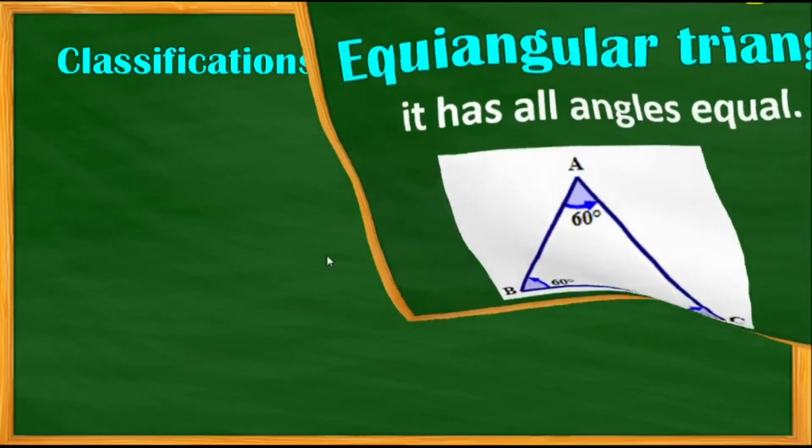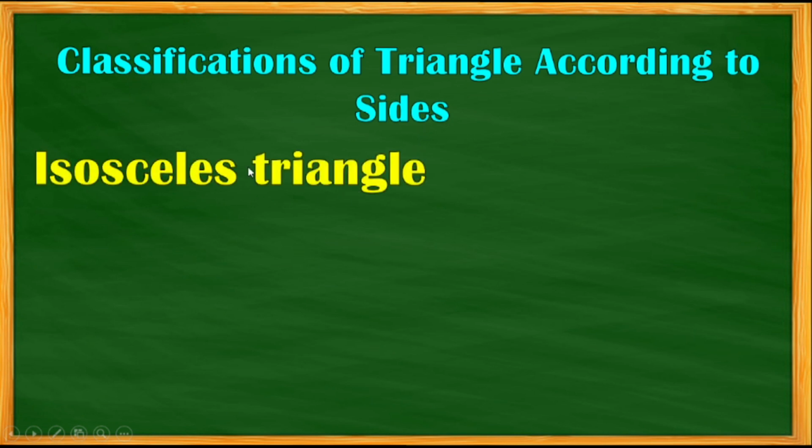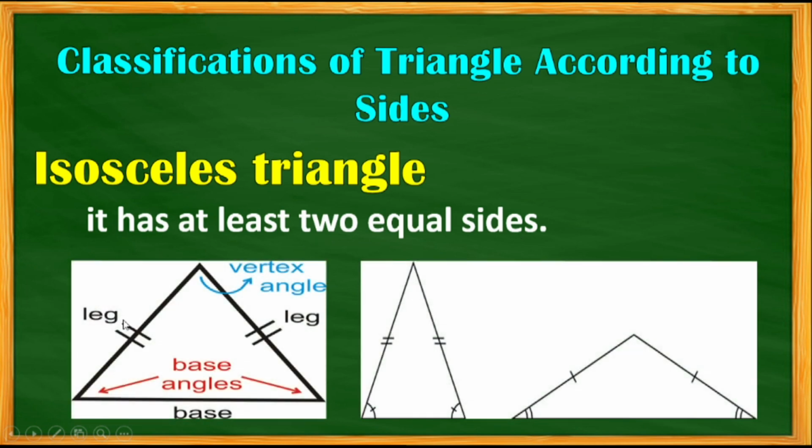Now, let's proceed using the classification according to the sides of the triangle. The first one is an isosceles triangle. When we say isosceles triangle, it has at least two equal sides. So these are the examples of isosceles triangles. When two sides are equal, it is an isosceles triangle.